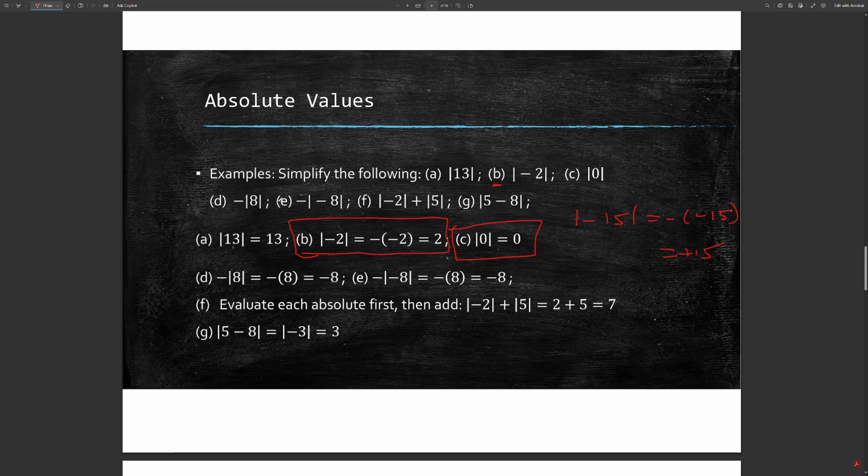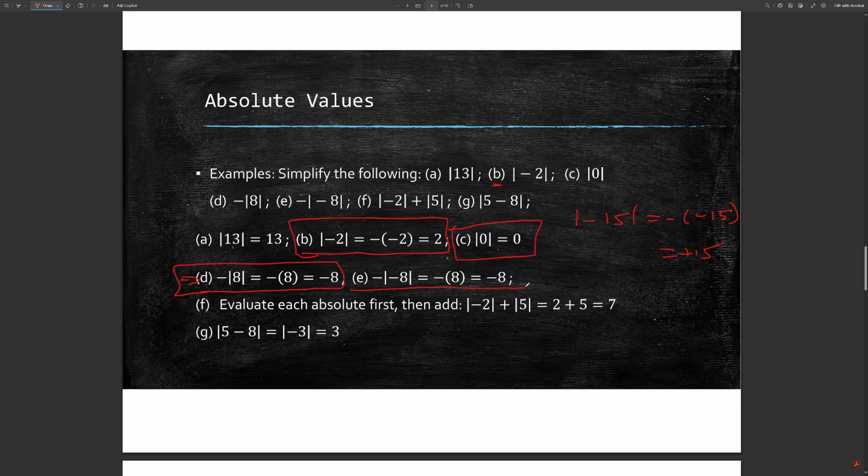Now, what happens if the negative sign is outside the modulus? That's different, right? Because that negative sign outside the modulus has no effect, since the power of the modulus is inside the two lines. Like in part D here, where we have a negative sign outside the modulus, the 8 is already positive, so we just keep the negative sign and put negative 8. Only when the negative sign is inside, it doesn't matter what the number is, it's always positive.